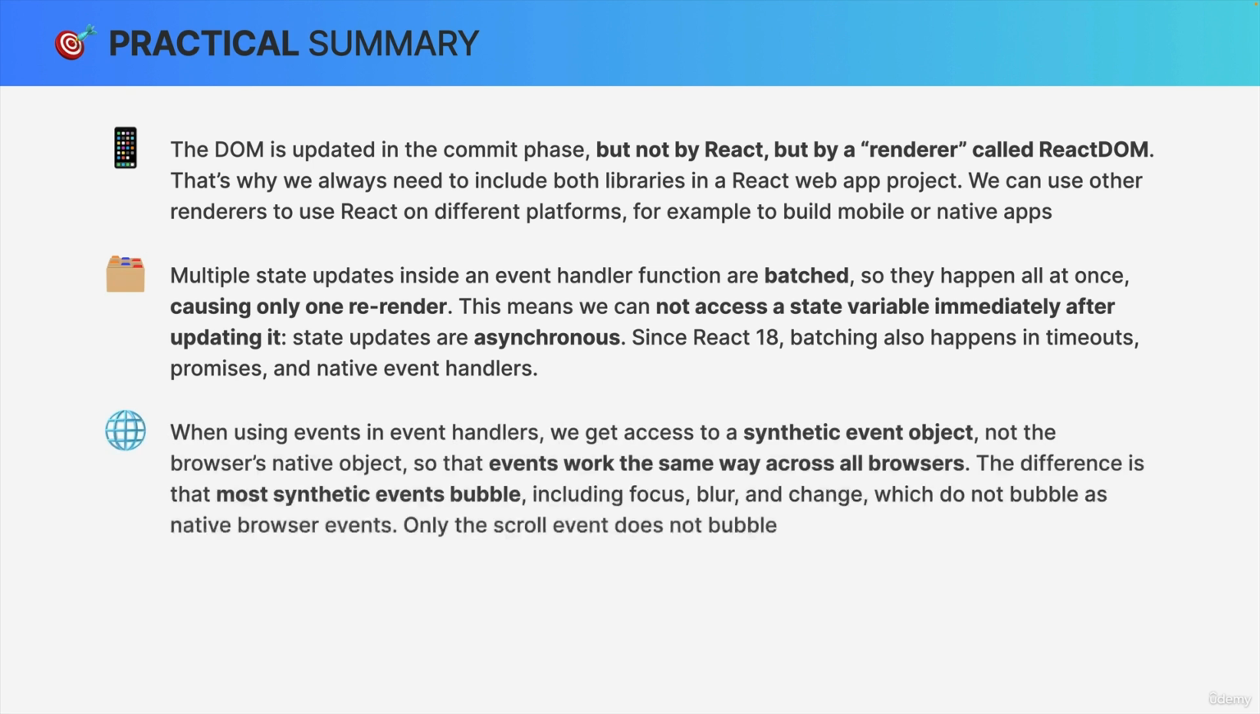Next up, when we use events inside event handler functions, we get access to a so-called synthetic event object, not the browser's native object. So the React team created synthetic events so that events work the exact same way across all browsers. And the main difference between synthetic and native events is that most synthetic events do actually bubble, and that includes the focus, blur, and change events, which do usually not bubble as native browser events. The only exception here is the scroll event.